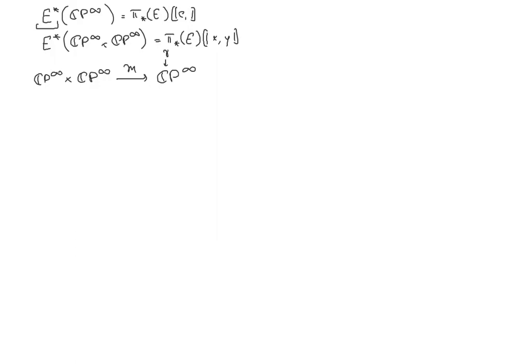So suppose you have two line bundles over CP infinity, then you can classify their tensor product, which is again a line bundle. So we have psi1 tensor psi2. And this map just pulls back the tensor product.